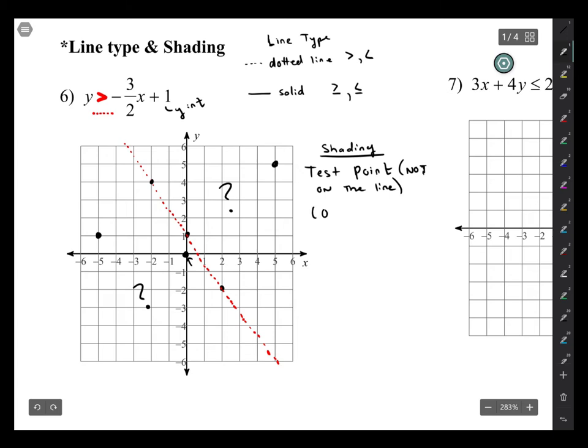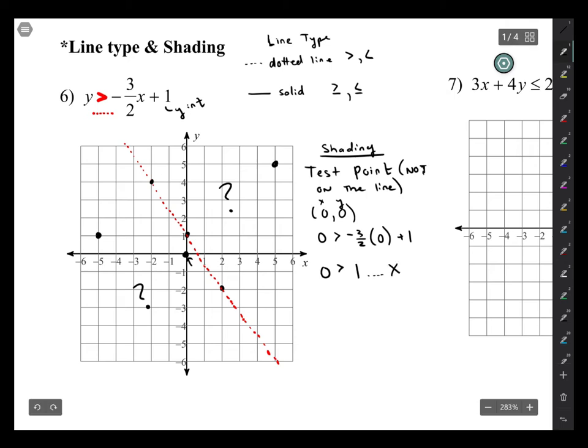Now, when you're testing the point, so when I test 0, 0, what that means is I'm going to substitute that into my equation, 0 for y and x. So I'm asking myself, is 0 greater than negative 3 halves times 0 plus 1? And you just kind of start to fill out that negative 3 halves times 0. And is 0 greater than 1?